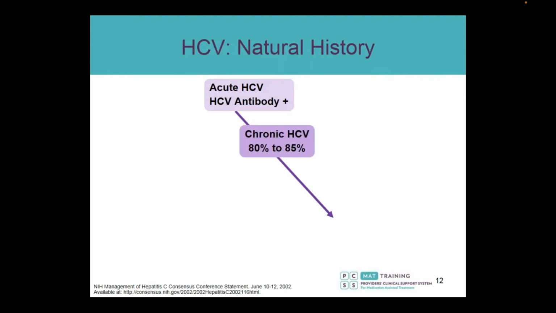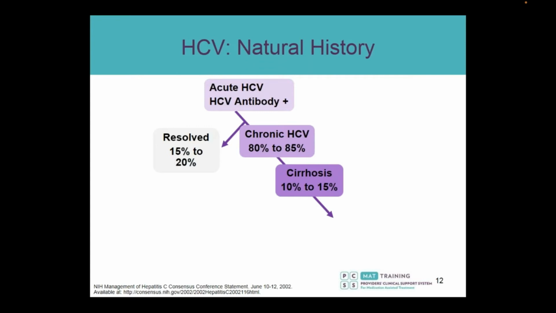The majority of patients do go on to develop chronic hepatitis C infection. Upwards of 80 to 85% of those exposed to the virus develop chronic infection, as evidenced by hepatitis C virus in their bloodstream. 15 to 20% do resolve the infection on their own, meaning although their hepatitis C antibody is positive, they don't have detectable virus within their bloodstream.